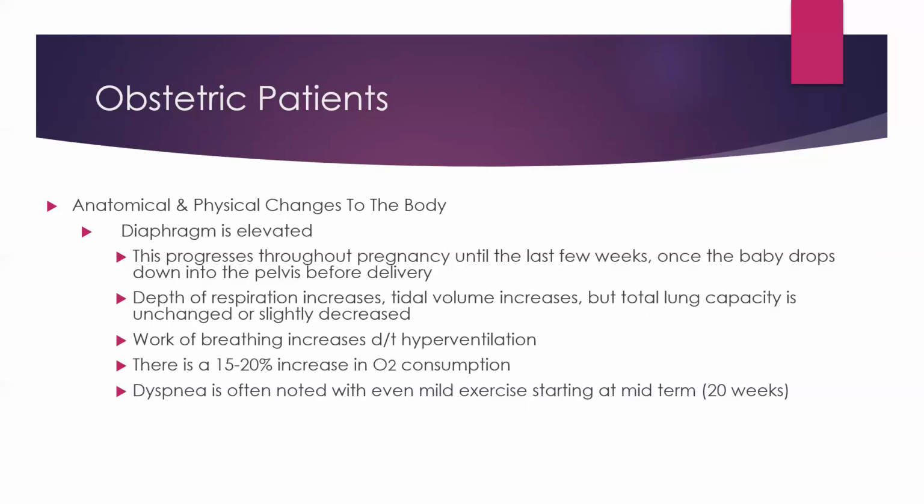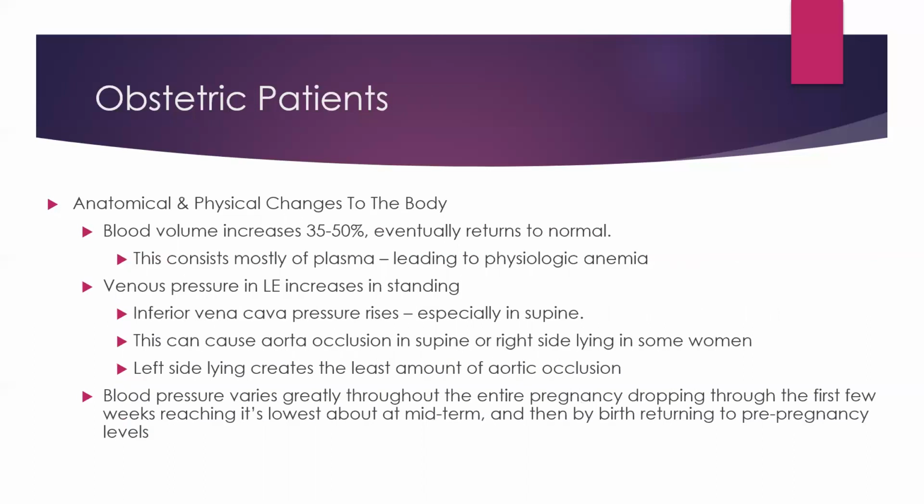Again, mom is now breathing for 2. That's why there's a 15 to 20% increase in oxygen consumption. And shortness of breath is often noted with even mild exercise. Blood volume increases by 35 to 50% and will eventually return to normal. It consists mainly of plasma, which can lead to physiological anemia. So they actually start having problems with red blood cells and stuff like that.